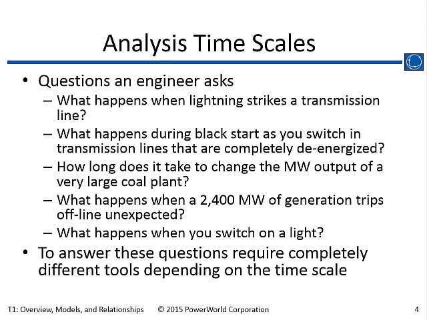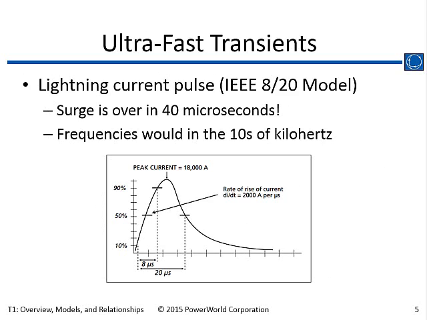What happens when you switch on the lights? All these are time domain questions, and it requires time domain simulation, but it requires simulation on different time scales. And I just want to briefly go through some of the different time scales so you understand where transient stability fits in, what it's used for, and what it's not used for.